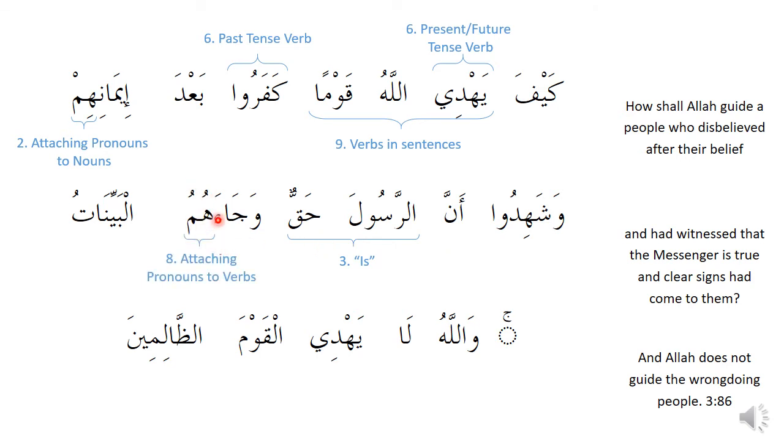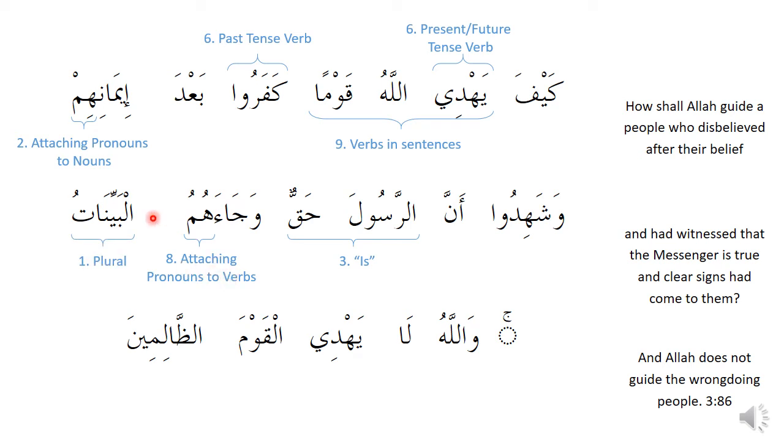The next lesson is around attaching pronouns to verbs. So you can see ja'ahum, the translation is come to them, wa ja'ahum, and come to them. Where's the them? It's actually attached to a verb. Here we had him attached to a noun, which means their belief. Here, the him and the hum, they're pretty much the same word. In this case, it's their belief. In the ja'ahum, it's them. So that's another lesson we'll be covering to show how to use pronouns with verbs.